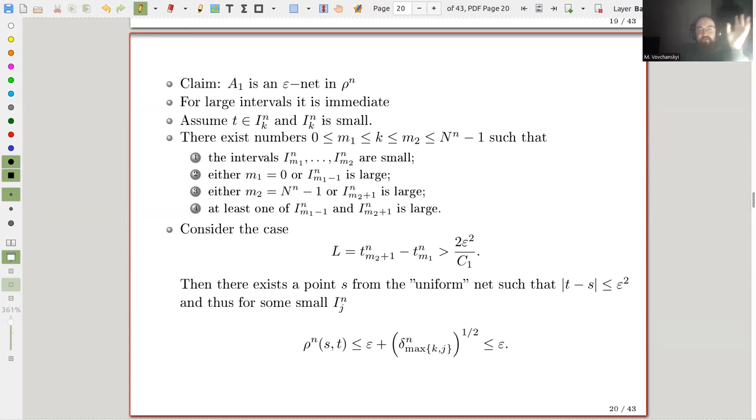Let's assume that we have a small interval. If we have a small interval, it should live in some cluster. Possibly this cluster consists only of one such interval, but this is a cluster composed of small intervals. And there is a large interval to the left or to the right. Or possibly there is just zero here, for instance. So these are small intervals, and at least on one side of this cluster there should be a large interval. If the length of this cluster is large enough, then we can just take a point from the uniform part of our epsilon net, and this guarantees that we have this estimate, because this is controllable.